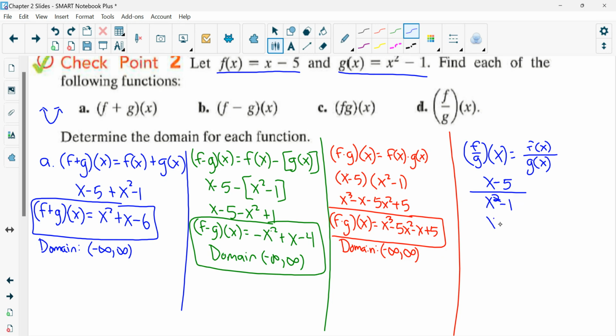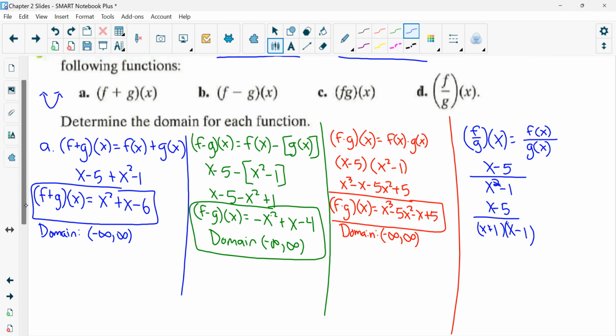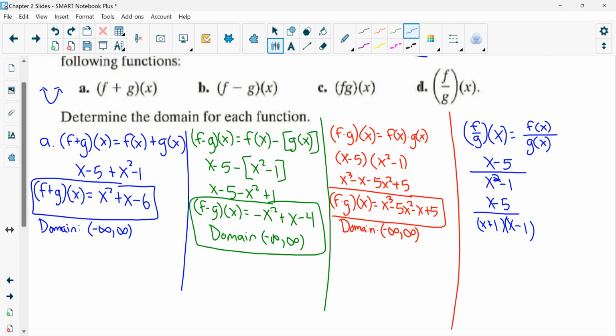So when I do that, I get x minus 5. And then on the bottom, it's difference of squares. So we'd be at x plus 1 and x minus 1. We can't cancel anything out, so that would be our answer. That would be equal to f divided by g of x. And we still need our domain, though.